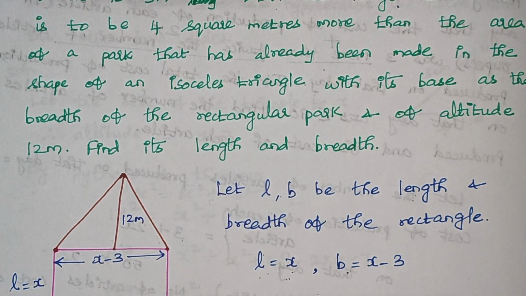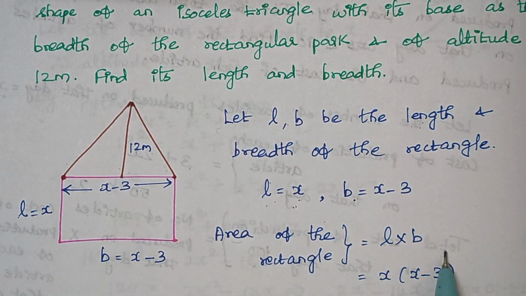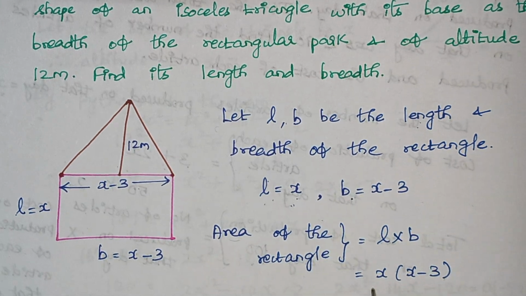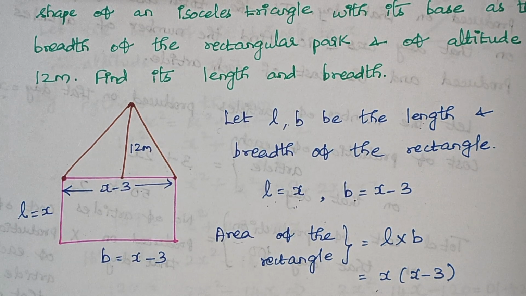Now how will you find the area? Area of the rectangle is nothing but length into breadth. So here length is x and breadth is x minus 3. So here it is x into x minus 3. Now the rectangle part is over.